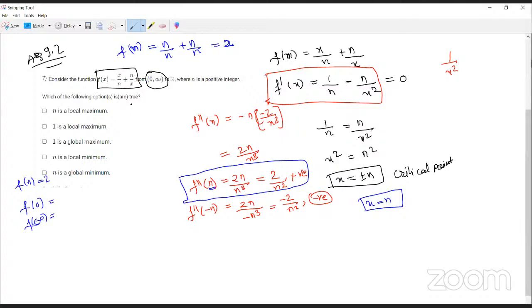This is an open interval, so we cannot do that. So I can say that at x equals n, this function is getting the minimum value, right? Minimum value. That is a local minimum also, right?